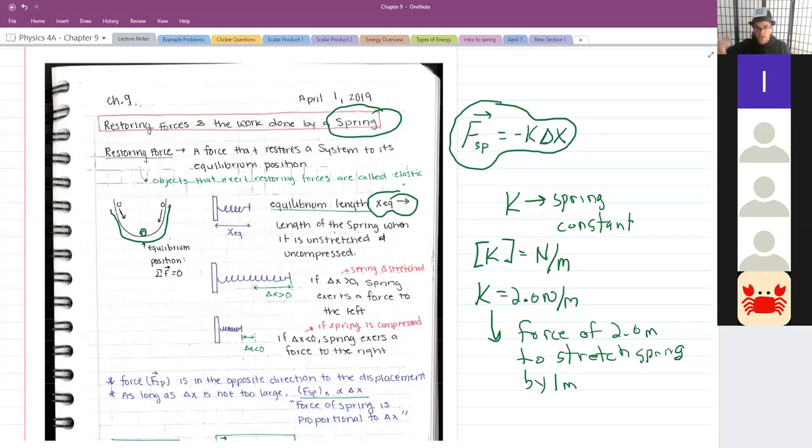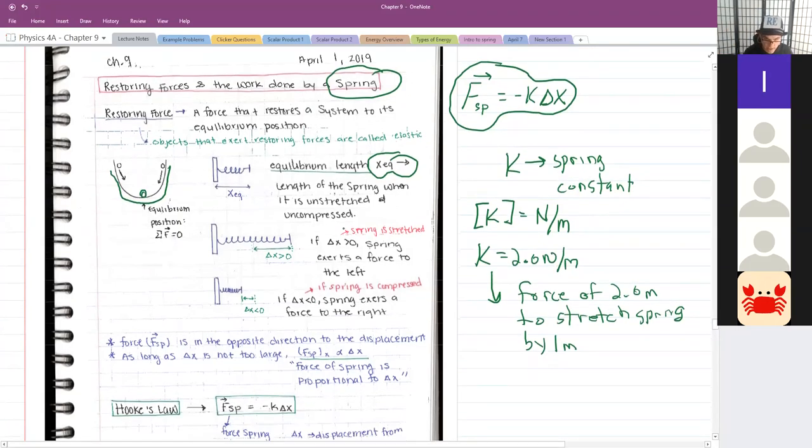If I stretch a spring, so I pull a spring, then in general, delta X is considered to be positive when the spring is stretched. So in this case, here's where equilibrium would be, where the spring is not stretched or compressed. If I stretch it a distance delta X, the force that the spring exerts is always in the opposite direction of the displacement. So if I pull a spring to the right, it's exerting a force to the left.